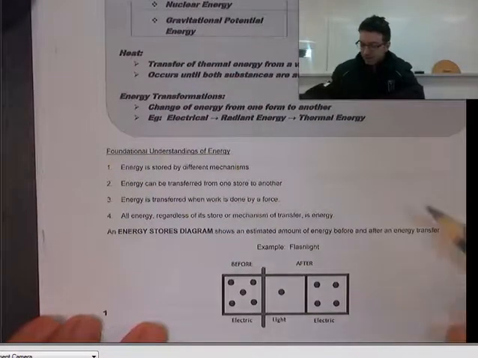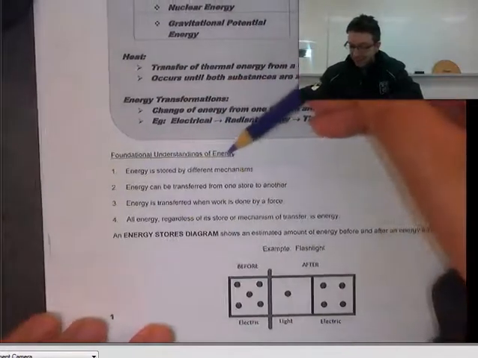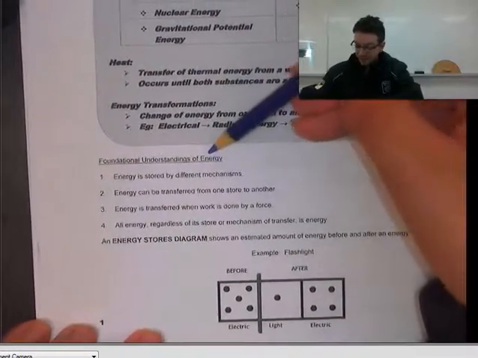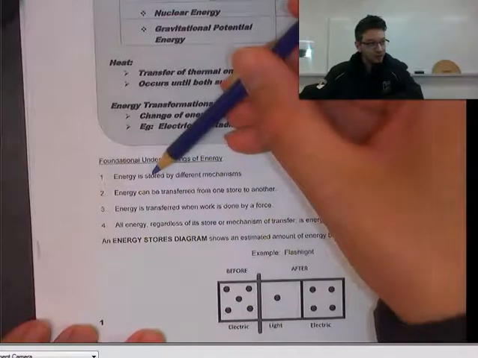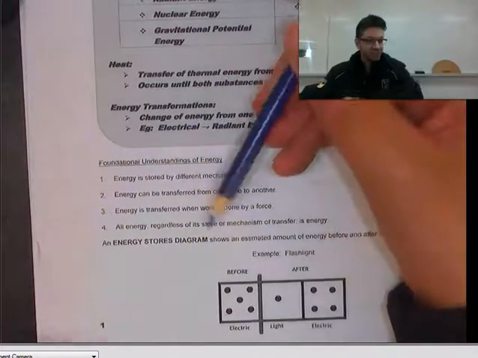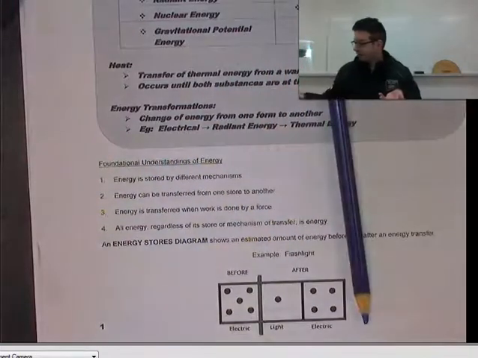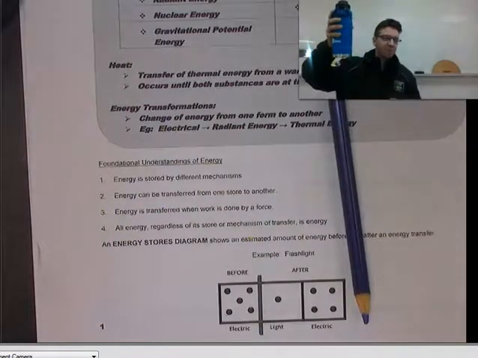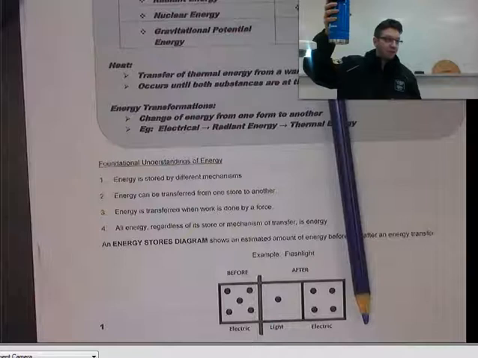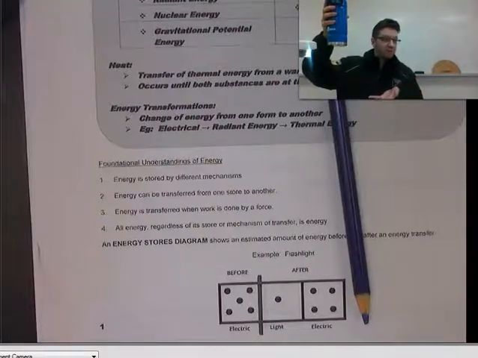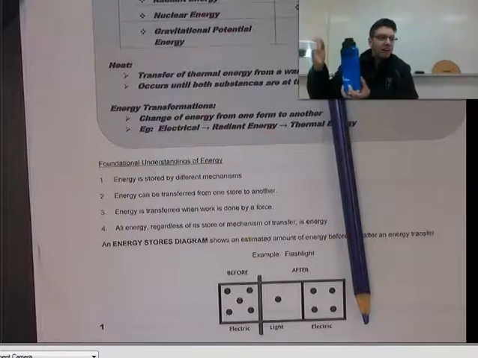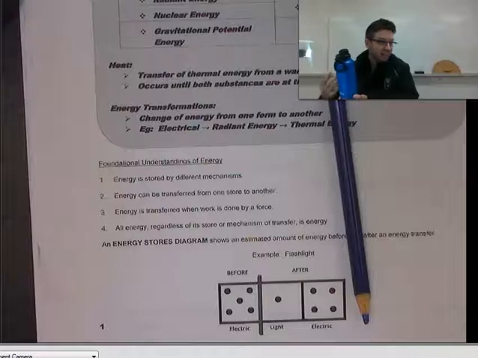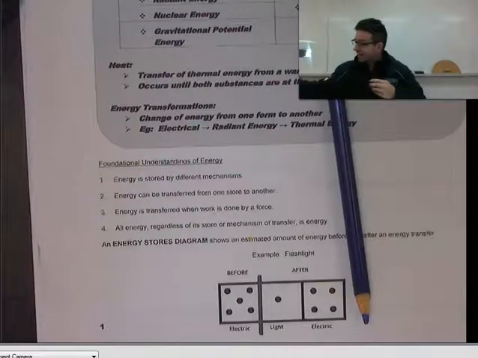Some of the important things to understand about energy. It can be stored. For example, if I lift up my water bottle, right now it has stored energy. In this case, we call it gravitational potential, but it's stored because I can easily let go, and the water bottle, you can see that stored energy now changing into motion, which is kinetic energy.